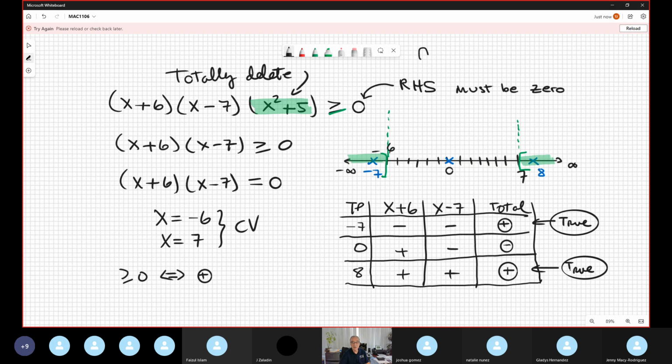What is the final answer then? Answer is from negative infinity, comma, negative 7, negative 6, sorry. I made the same mistake as the students. Believe that the interval ends in negative 7, no, in negative 6, bracket, union, bracket 7, comma, infinity. Final answer. Do you understand very well? Yes. Cool. No question?